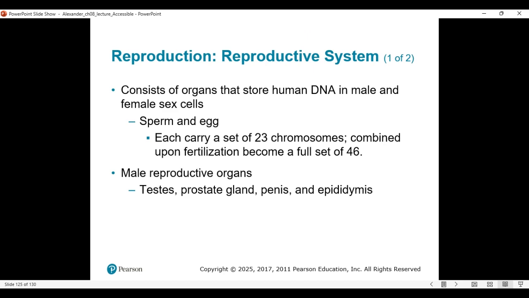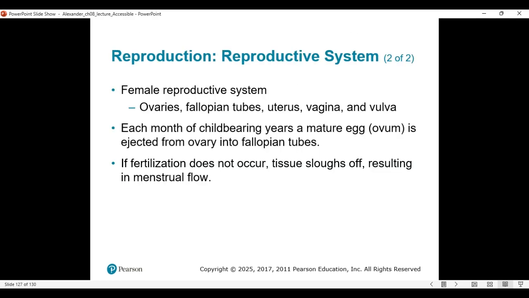Reproductive system consists of organs that store the DNA, right, for male and female sex cells. Sperm and eggs, they both each carry 23 sets of chromosomes, combined upon fertilization for a full set of 46. So the male gives half, female gives half. The male reproductive organs are the testes, the prostate gland, the penis. Nice picture of it. Females are the ovaries, fallopian tubes, the uterus, the vagina, and the vulva.